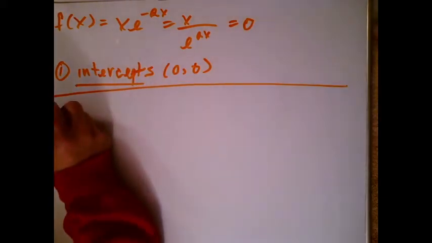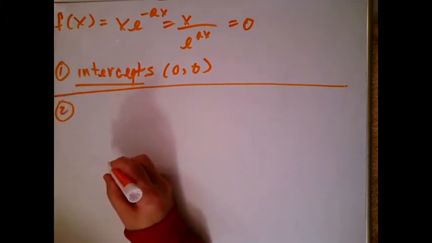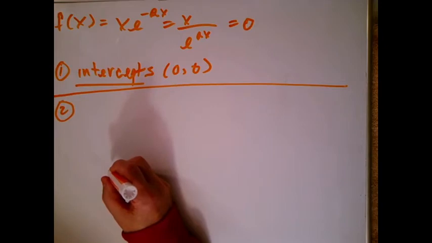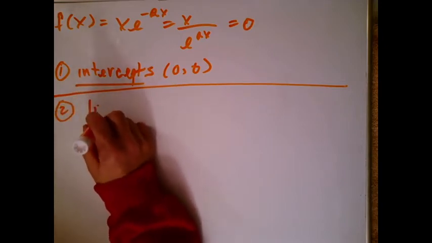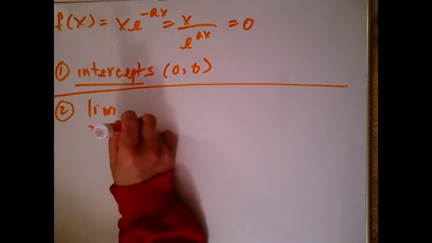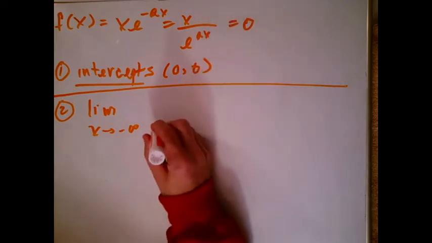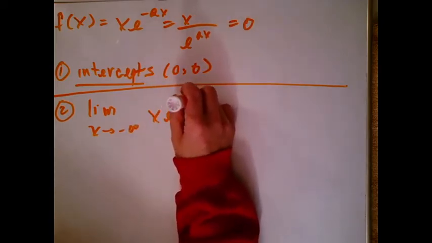That's number 1. Number 2, we want end behavior. What's happening way to the right and what's happening way to the left. I think left is actually easier, so we're going to do that. I'm going to say limit as x arrow minus infinity. You'd think I'd want this one, but I don't. I want this one. And you'll see why in just a second. I want to use the easiest one.